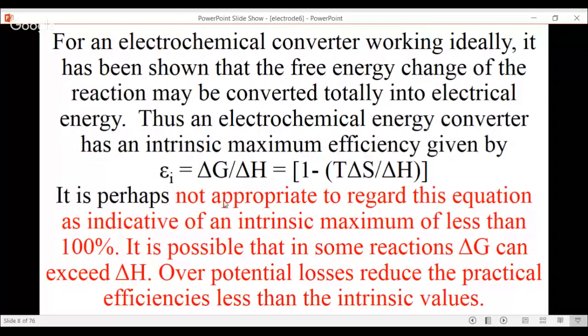It is perhaps not appropriate to regard this equation as indicative of an intrinsic maximum of less than 1 or less than 100%. That is not true. In an electrochemical energy conversion device, it is possible that in some reactions delta G can exceed delta H. Delta G can be greater than delta H, therefore the efficiency can be greater than 1.